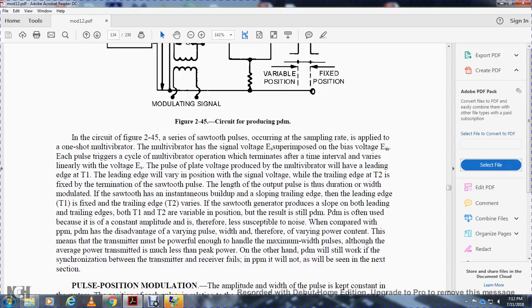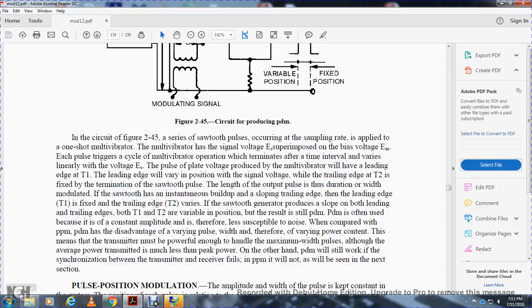The determination of the sawtooth leading edge of the output pulse sets the duration, with the width modulated by the sawtooth as instantaneous build-up of the sloping trailing edge. The leading edge of transformer 1 is fixed with the trailing edge of transformer 2. The sawtooth is generated with the slope on both the leading and trailing edges of both transistor 1 and transistor 2. The varying position results in pulse duration modulation, which is often used because of its constant amplitude, and is therefore less susceptible to noise compared with pulse position modulation.